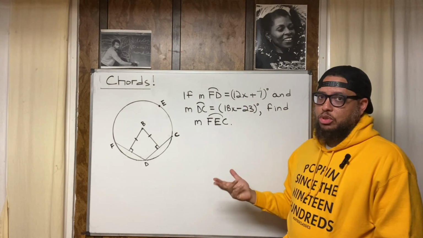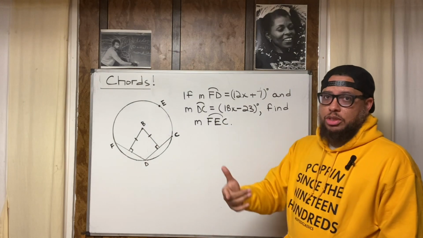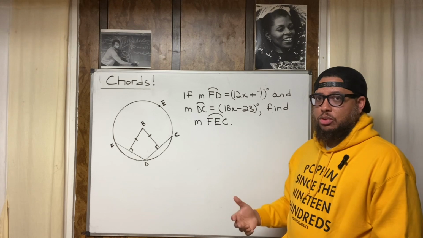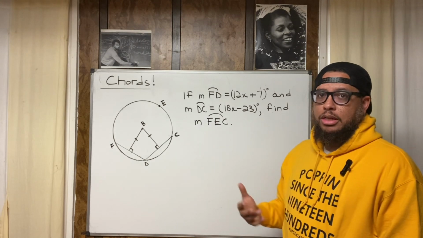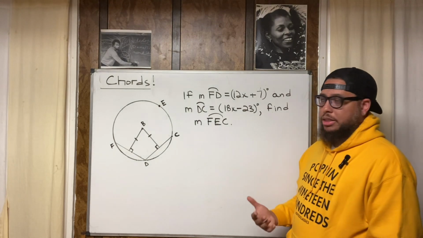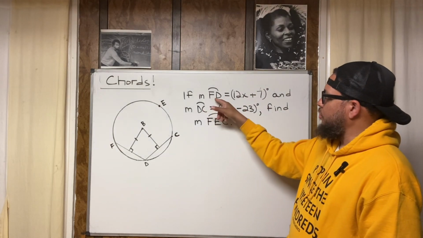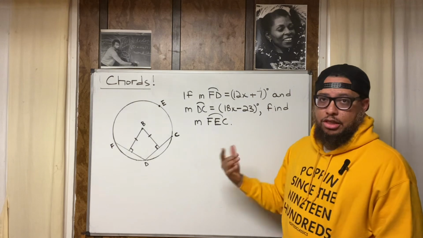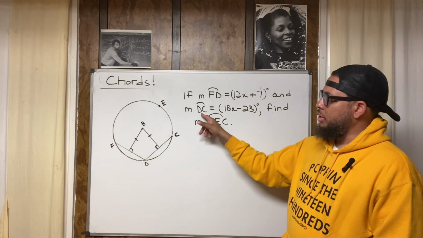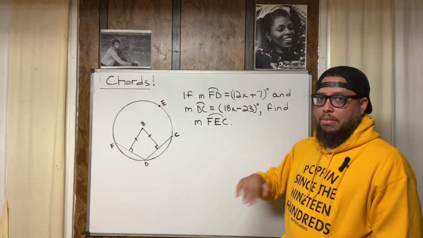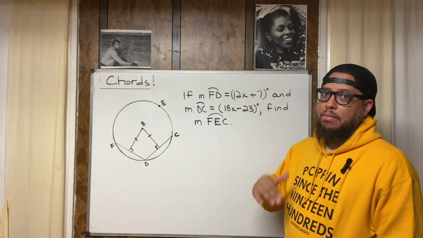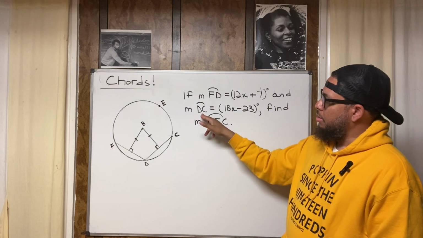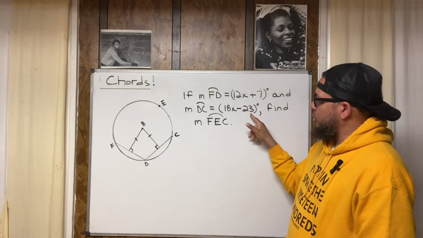So we know we're about to have to do some algebra, which is cool because before you took geometry, you took algebra 1, most likely. So you should be able to bring your skills of linear equation solving to the geometry class. Now, the measure of arc FD equals 12x plus 7 degrees, and the measure of arc DC, another minor arc. How do I know that? Because it's only described with 2 letters. If it's described with 2 letters, it's a minor arc. If it's described with 3 letters, it's a major arc, more than 180 degrees, more than half of the circle. Arc DC is equal to 18x minus 23 degrees.